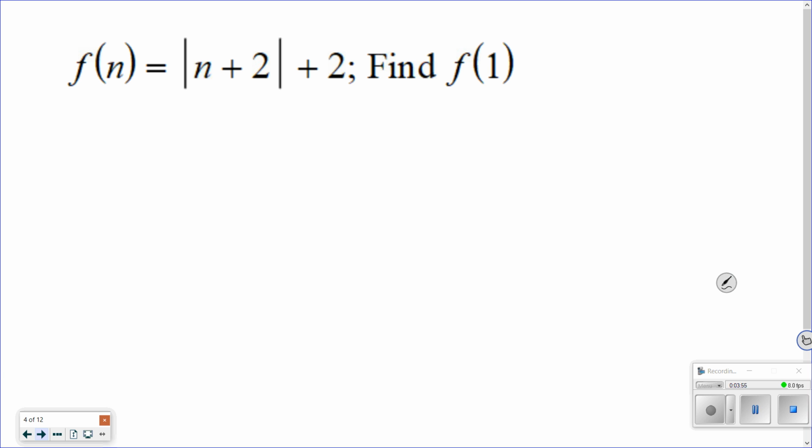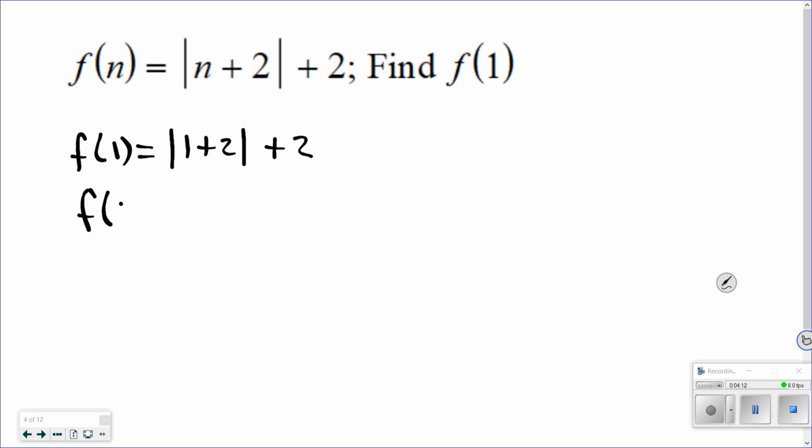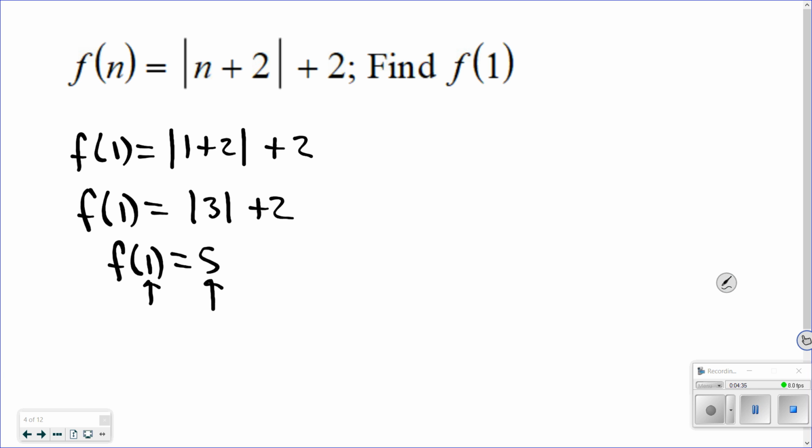Let's try another one. This is an absolute value function. So I have f of n. Notice in this case it's using n instead of x, but it's the same thing. I'm just going to go f of 1 is equal to the absolute value of 1 plus 2, plus 2. Again, never do anything with the left side. f of 1 equals, this stays the same. And let's see, 1 plus 2 is 3. So I'm going to keep simplifying. So f of 1, absolute value of 3 is 3. 3 plus 2 is 5. So f of 1 is equal to 5. And again, all that means is I plugged 1 into my function f, and I got 5 back out.